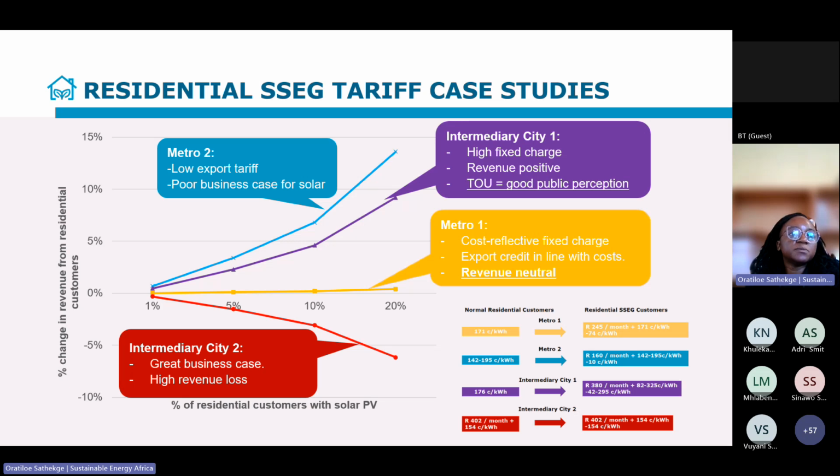But also the municipality, over time, with more and more customers installing SSEG systems, would find themselves running at a loss and not being able to recover all their costs. This is despite having a high basic charge of 102 Rand per month.